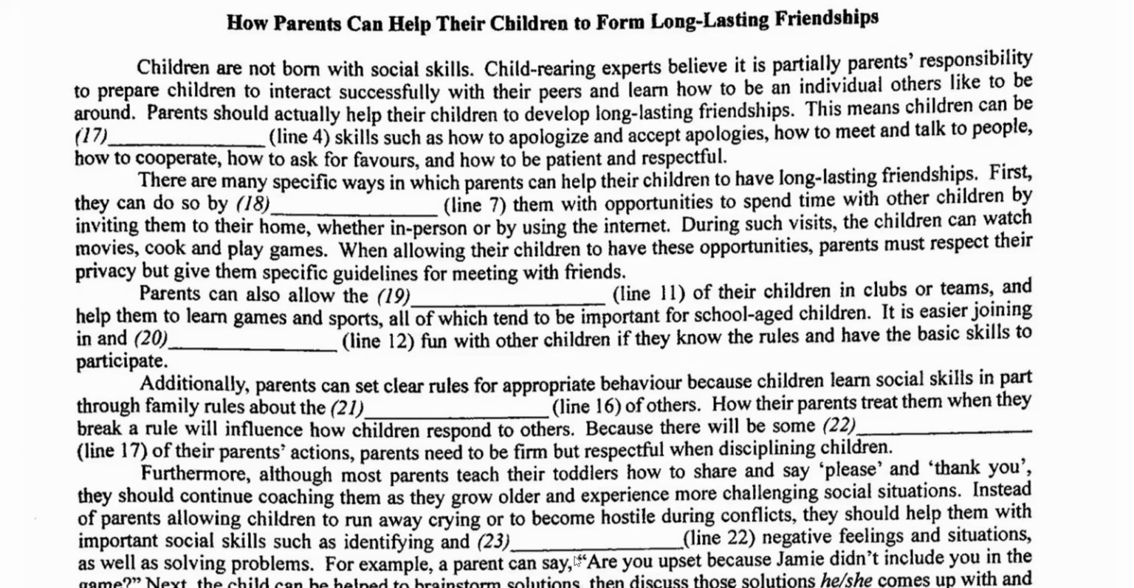So let's go ahead with this one. It says, this means children can be blank. Sorry, this means that children can be blank skills such as how to apologize and accept apologies. So you have to go to the passage and find the word. Let me read the sentence again. This means children can be blank skills such as how to apologize and accept apologies. So let's go to the passage.